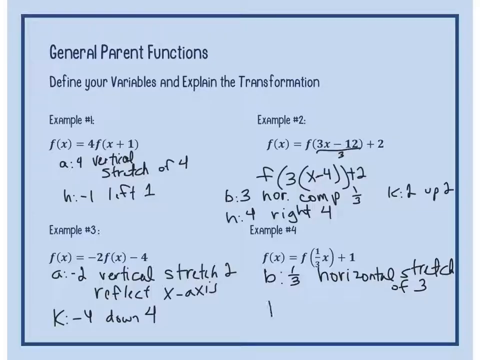This also has a k value because k is never in the parentheses. K is causing the graph to go up and down. This is going to go up 1. Okay.